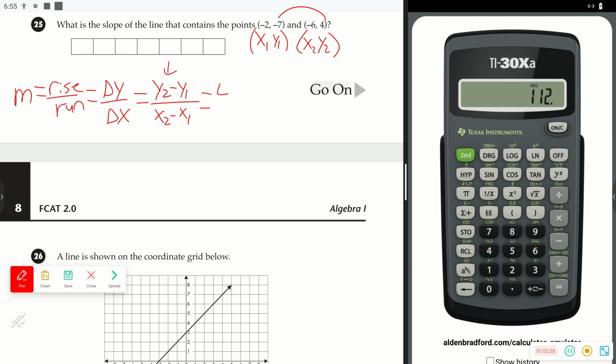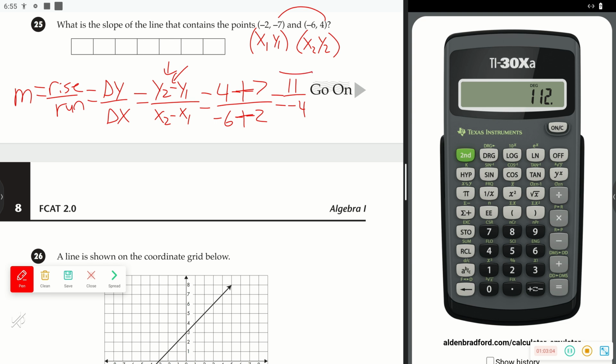So that's going to be 4. You see there's a minus sign in the equation, and there's a minus sign in the -7, so it's 4 minus a -7, divided by x2, which is -6 minus a -2. So we're going to turn these double negatives into big plus signs, and we have 4 plus 7 is 11. -6 plus 2 is going to be -4. So 11 divided by -4 is our slope.